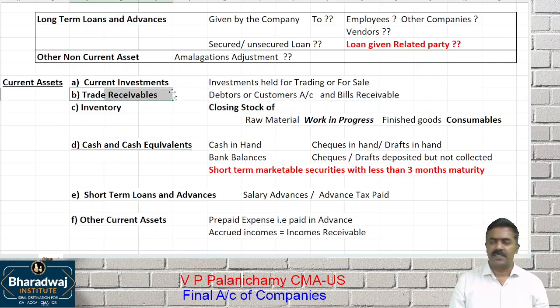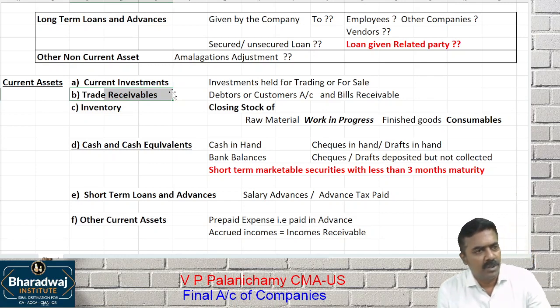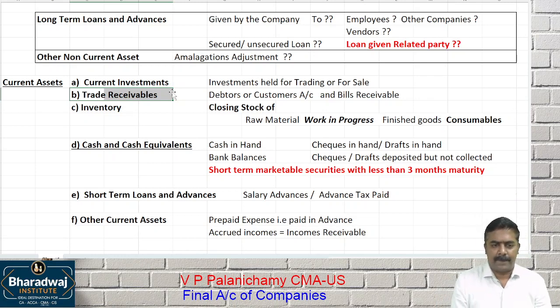Trade receivables. And the notes to accounts can be given for all the contingent liabilities. If you want to give any explanation, you can give what? Notes to accounts. You want to inform the shareholders about certain assets or certain liabilities, secured or unsecured, you can give it in the form of which one? Notes to accounts.